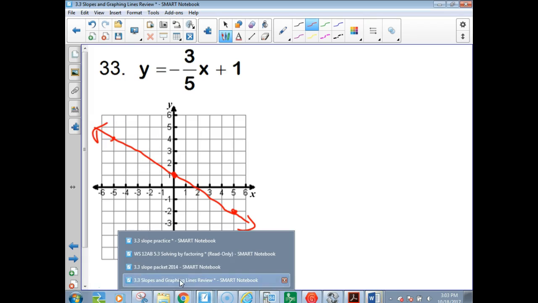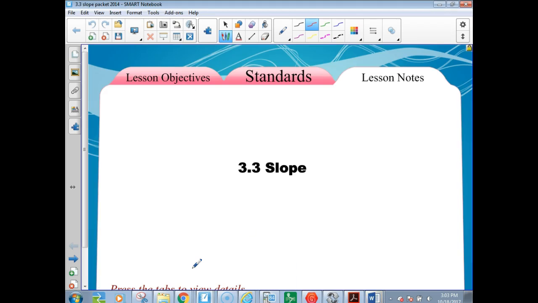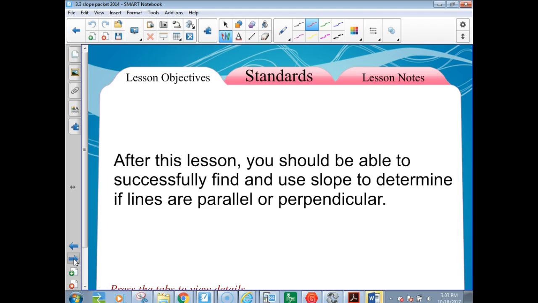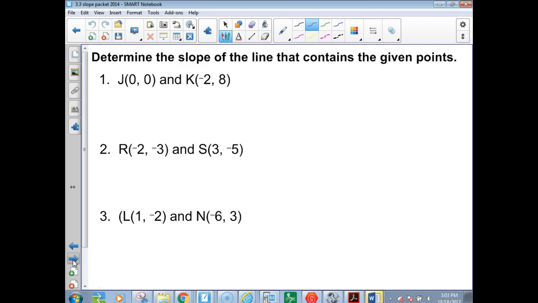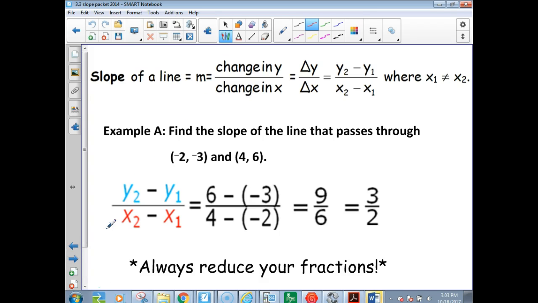Now we're going to hit on some new concepts within the packet. All right, we're in the big packet. After this lesson, you should be able to successfully find a new slope to determine if lines are parallel or perpendicular. So we're just adding in one new concept. We've already looked at finding the slope between 2 points. You have this on your paper.